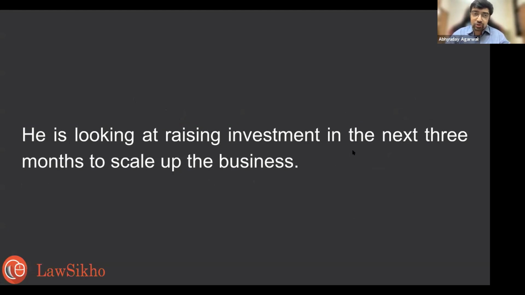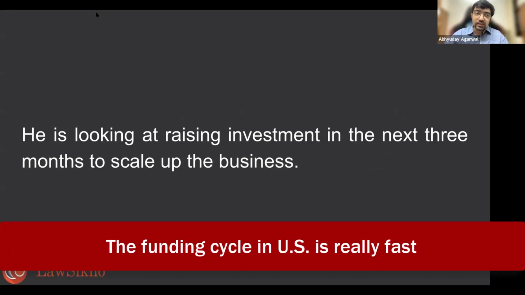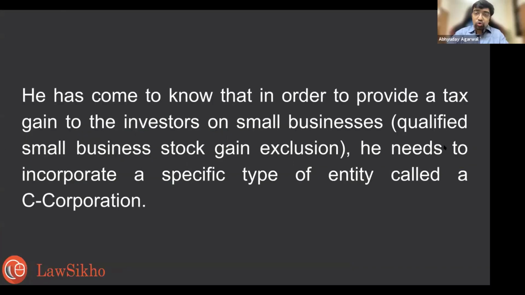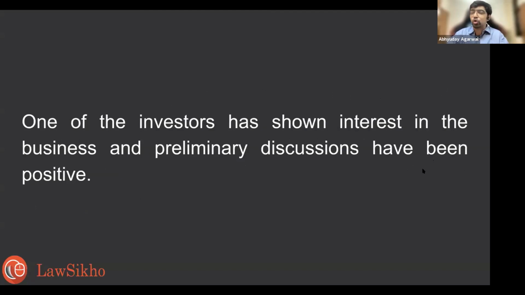Now, what is this person going to do immediately? He's looking at raising investment in the next three months to scale up the business. The funding cycle in the United States is really, really fast. For various reasons, he has decided that he needs to incorporate a specific type of entity called a C corporation. You don't have to go into the reason for it. This much work the entrepreneur has planned.